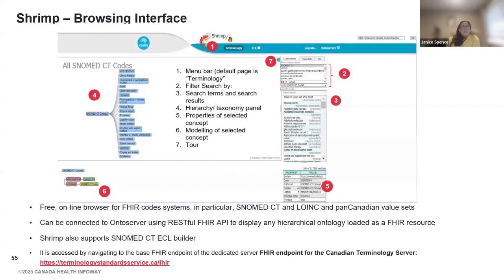So Shrimp is not unlike browsers that you might have been familiar with in searching terminologies, like SearchLink or the SNOMED CT browser, but it's built into our OntoServer and it pulls directly from the code systems that we support, except that it provides content in fuller context. You can see the hierarchy and the taxonomy within the panel without having to navigate to different pages. So it's intended to be a built-in and fulsome view of the concepts that you are browsing.